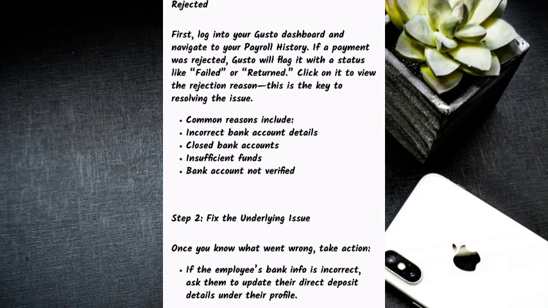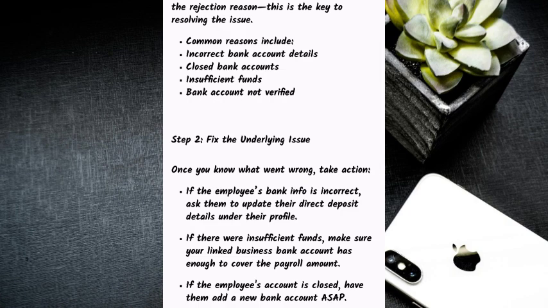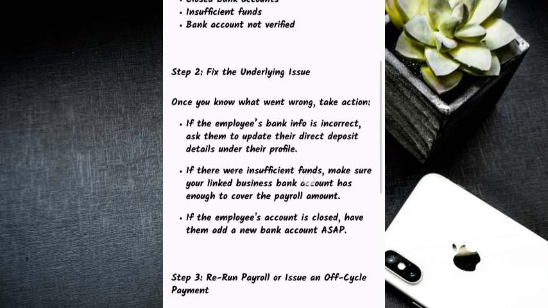Step 2, fix the underlying issue. Now, once you know what went wrong, you want to take action as quickly as you can. If the employee's bank information is incorrect, you want to ask them to update the direct deposit details under their profile. If there was insufficient funds, then make sure your linked business bank account has enough to cover the payroll amounts. And if the employee's account is closed, have them add a new bank as soon as possible.